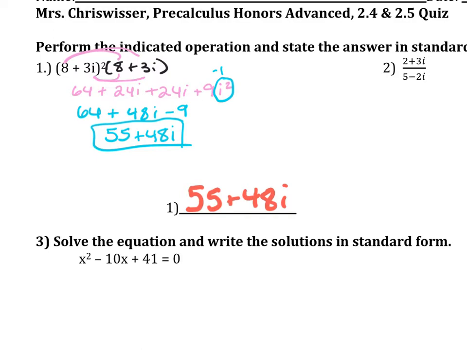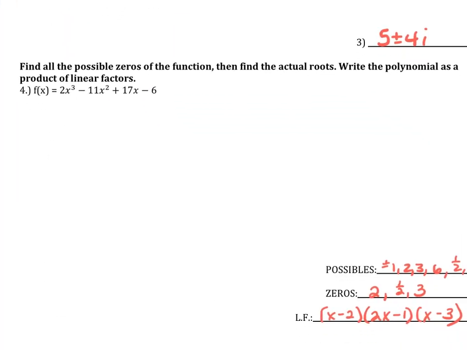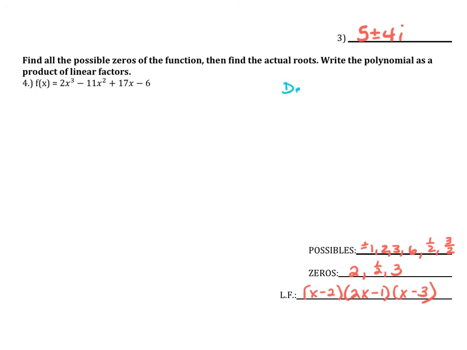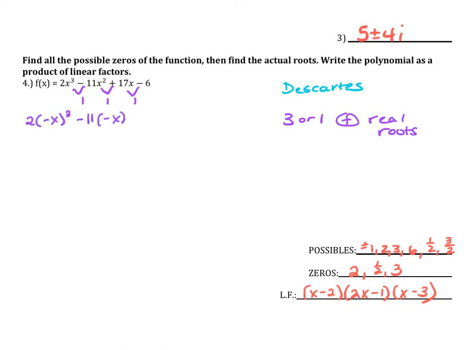Number 4. All right, so I would actually even add on here the Descartes rule because that's going to be part of this type of question on your test. And that would be on tomorrow's part. So this is 1, 2, 3 sign changes, so 3 or 1 positive real roots. Change the sign to negative x to the third, minus 11 negative x squared plus 17 negative x minus 6. That gives negative 2x to the third minus 11x squared minus 17x minus 6. No sign changes. 0 negative real roots.